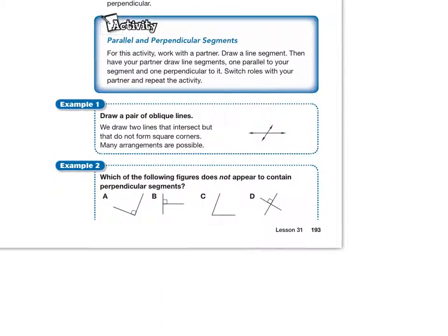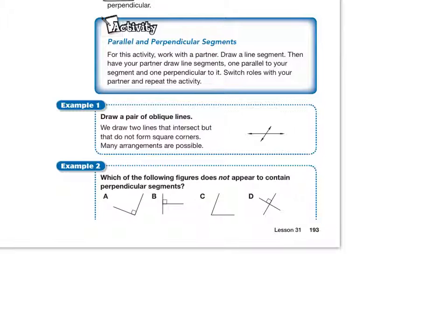All right, example 1. Draw 2 lines that intersect but do not form square corners. Many arrangements are possible, so it really doesn't matter what we do. We can do it like this, like this, like this, really tiny. Anyways, those are all oblique, right?